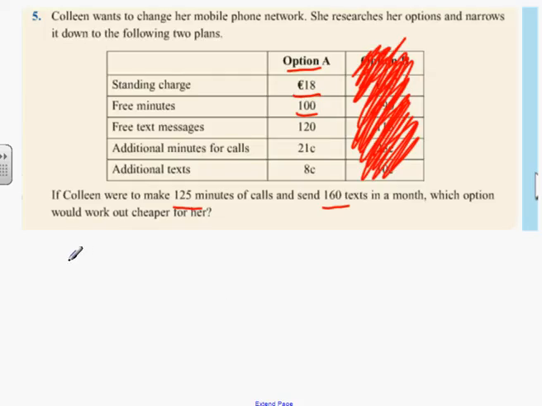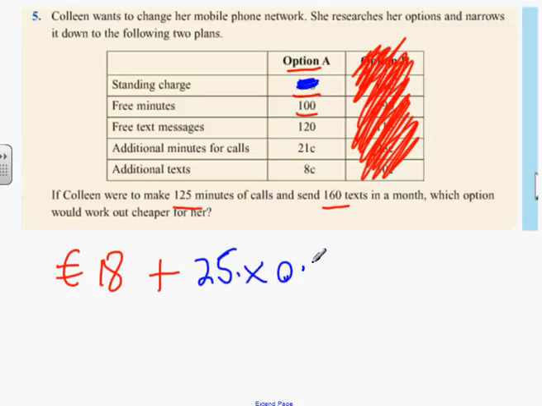So option A, you're going to pay €18 no matter what. Does everybody agree with that? Yeah. €18 for the standing charge. You have to pay that no matter what. How many free minutes do I get? 100, so minus 100 off 125. So that means I only have to pay for 25 minutes. Now how much does each minute cost me? 21 cents. So it's 25 multiplied by €0.21.